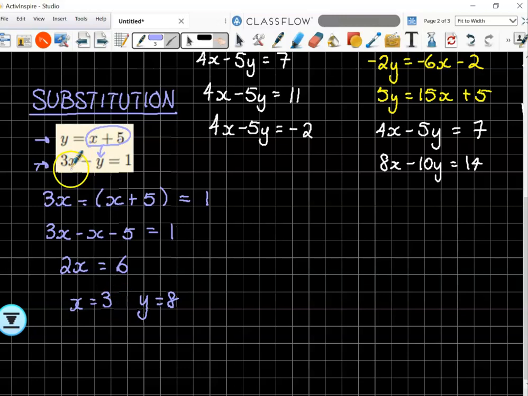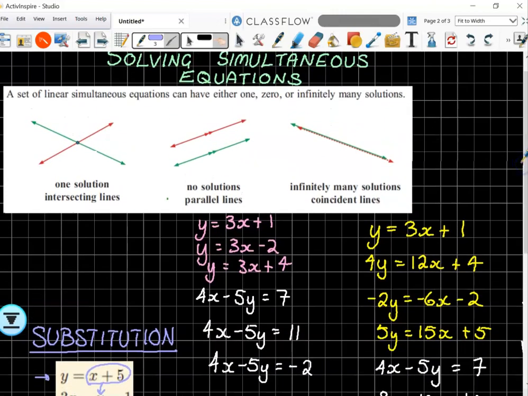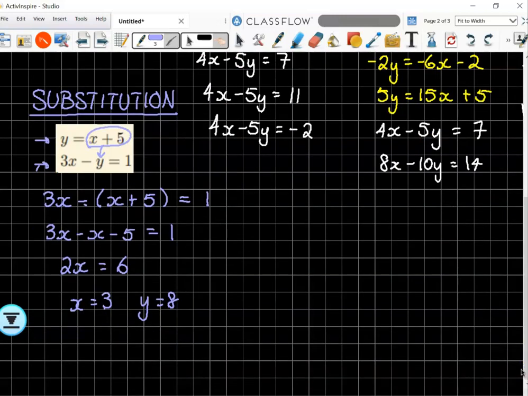If you sub these points in here, it should equal 1. 3 times 3 is 9, take 8 equals 1. Huzzah! That's the only solution that works for both equations. So these, would you agree, are two straight lines, yes? And when you draw them, maybe we should have done the graphical first. I thought you might have remembered it a little bit. But anyway, when you plot them, they will meet at one point. This is the point that they will meet. 3 and 8.